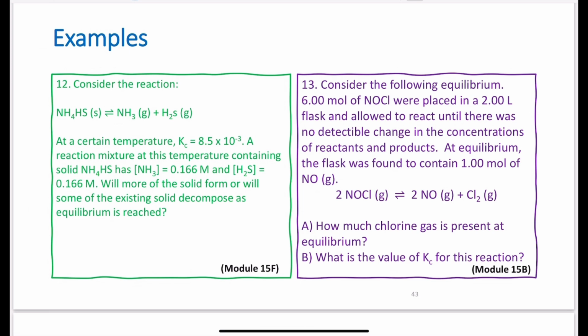So in number 12, I'm told at a certain temperature, the Kc value is 8.5 times 10 to the negative third. Reaction mixture at this temperature contains solid NH4HS, ammonia at 0.166 molar, and H2S gas at 0.166 molar. I want to know if more solid will form or if some of the existing solid will decompose as the equilibrium is reached. So I need to write these in the right spot. If I look at the Kc for this, the Kc expression is NH3 and H2S.